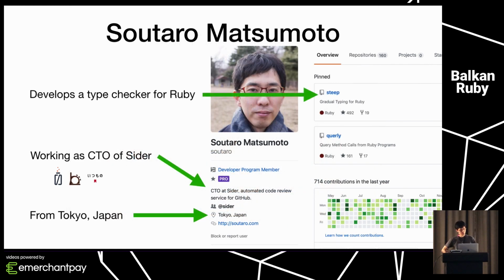I also developed a type checker for Ruby. It's on my GitHub repository. You can see the project. And as you know, this is the topic of my talk today.